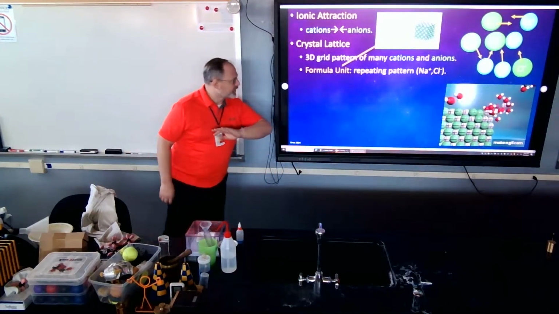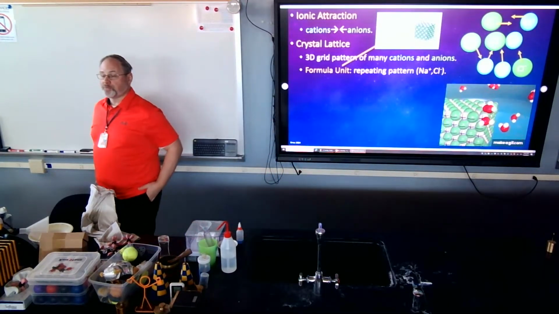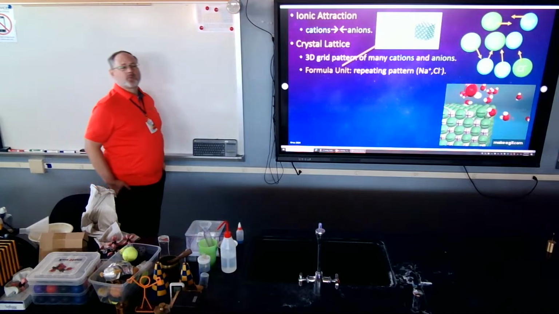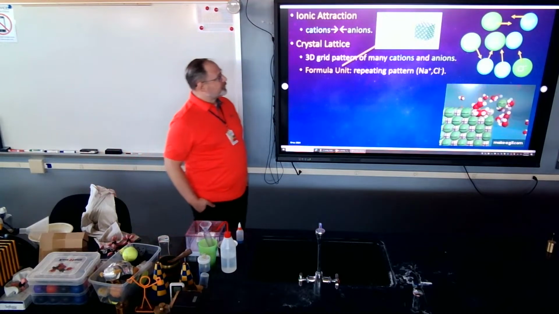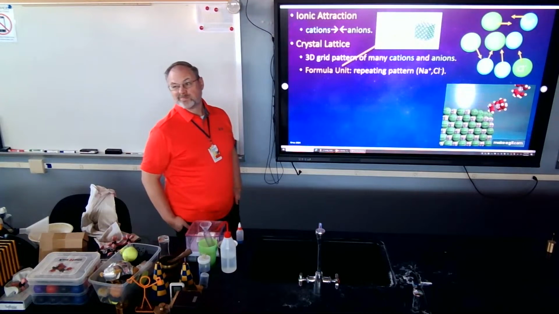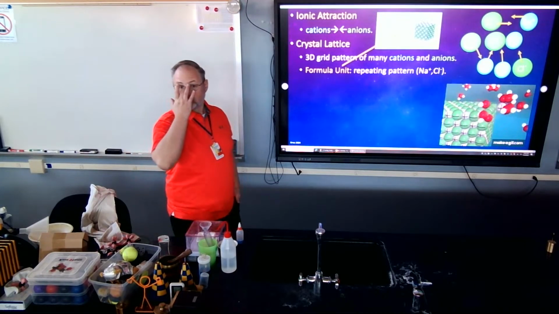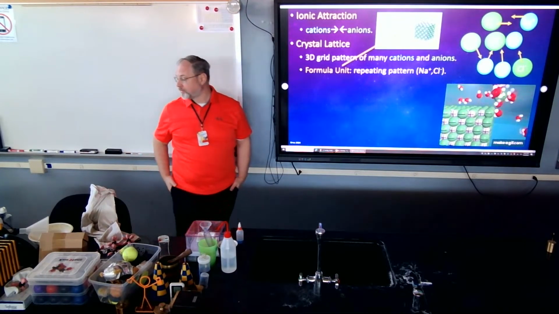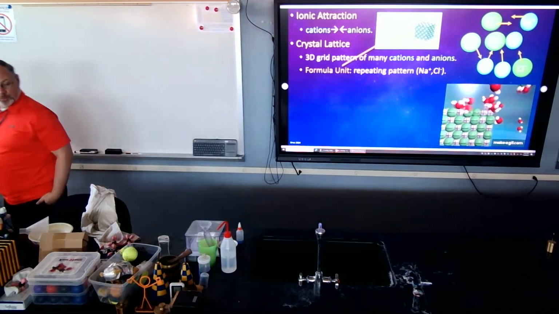Oh, don't want to talk about dissolving yet. The formula unit is the reduced form of the lattice. It is what makes up the lattice. So the formula unit for a salt crystal is simply 1 sodium and 1 chlorine. That's the formula unit. Every crystal or mineral has a different formula unit.